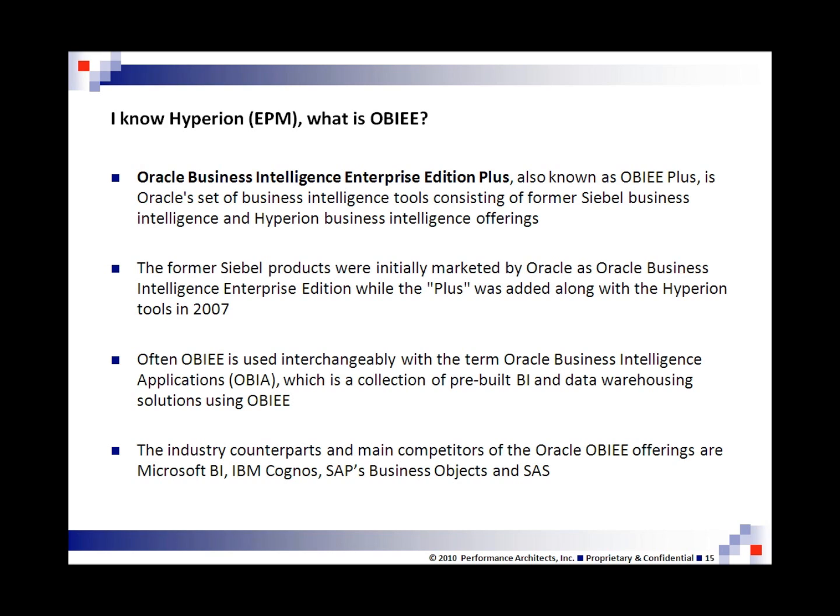So the whole idea of buy versus build is, if you have Siebel CRM, you can just buy the OBI application, and you won't have to develop reports or build any of the overhead. You kind of just plug it in, you tell it where the tables are, and in theory, it should completely build everything out for you. From a BI standpoint, the major competitors to OBI are Microsoft BI, IBM's Cognos, SAP's Business Objects, and then, of course, SAS.